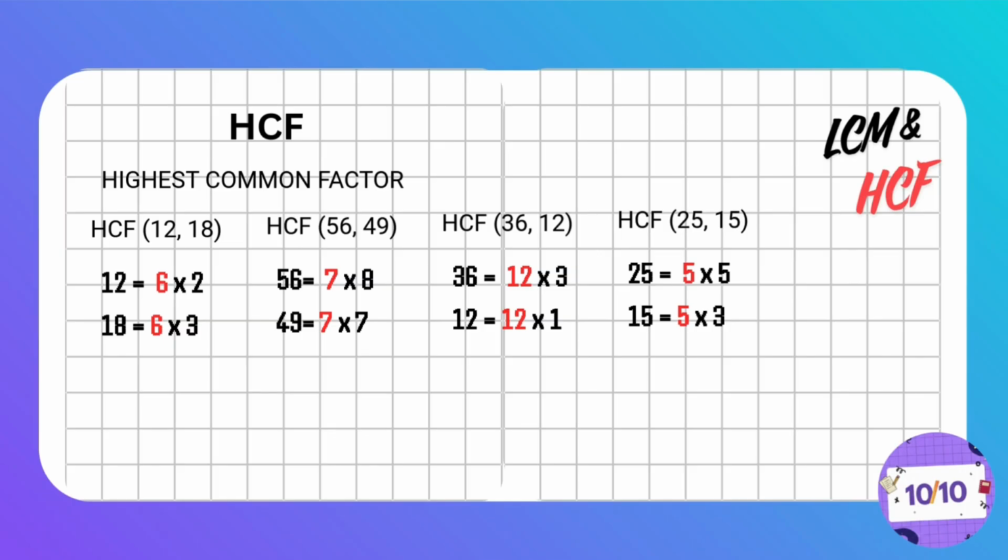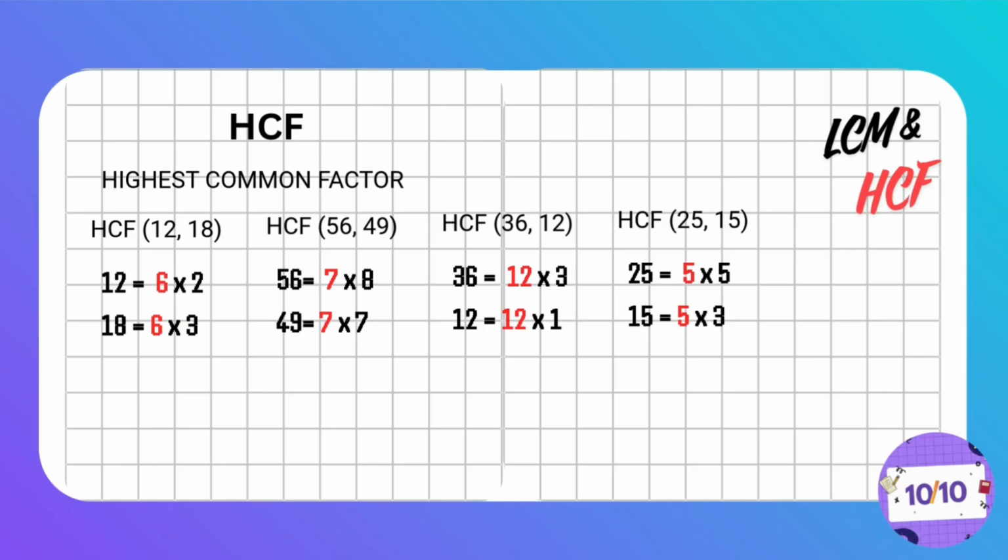What are factors? Factors are the numbers that can be multiplied in order to get a number. For example, the factors of 12 we have discussed before in the case of prime numbers and composite numbers. So we know that 12 has factors 6 and 2, and 18 has factors 6 and 3. While comparing, we can find the highest common factor, which is a common factor, and the highest common factor is 6. And then for 56 and 49, 7 is the HCF.